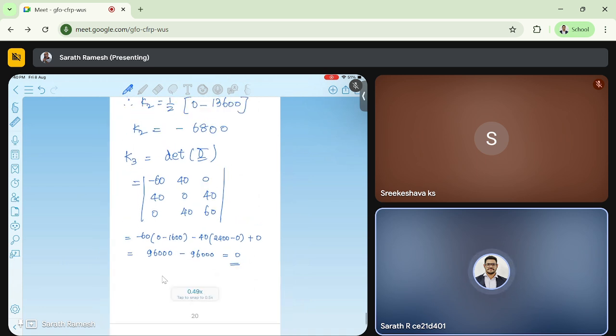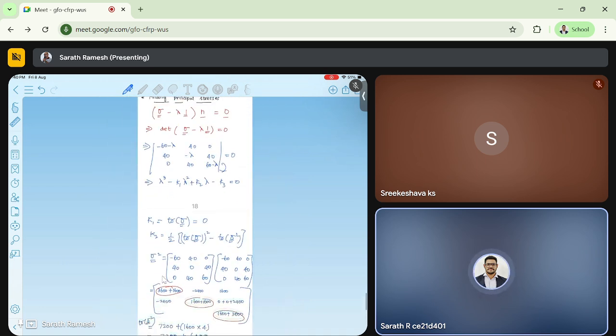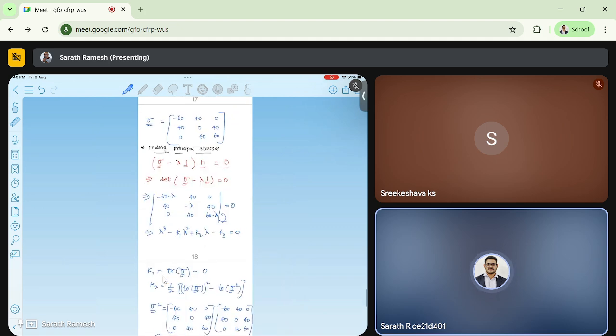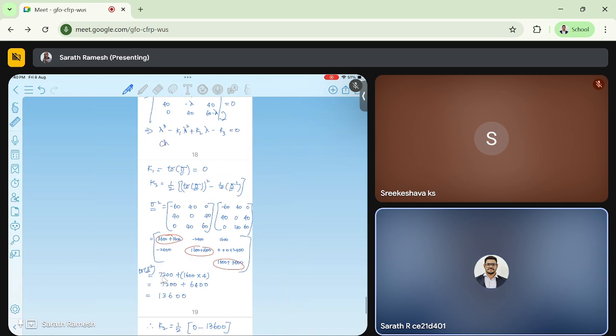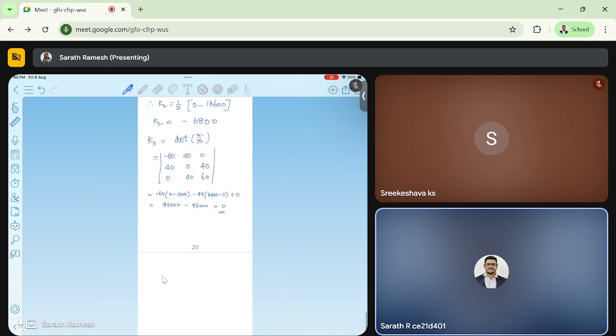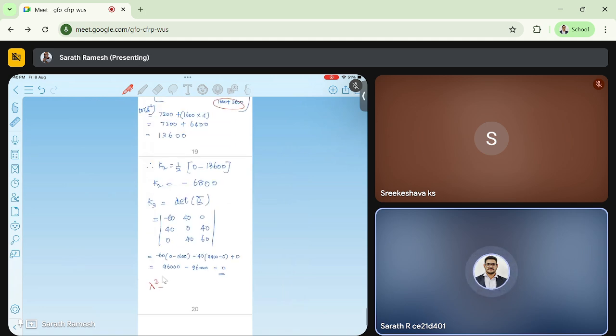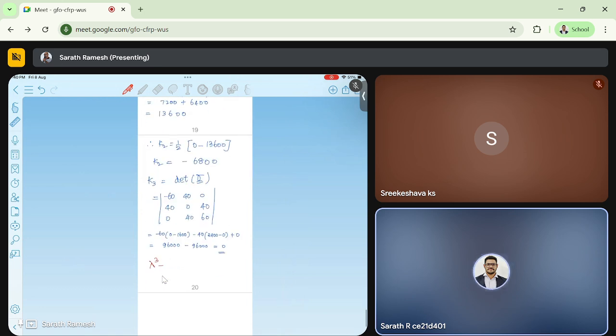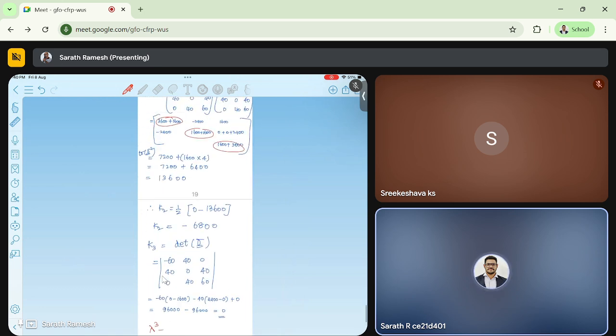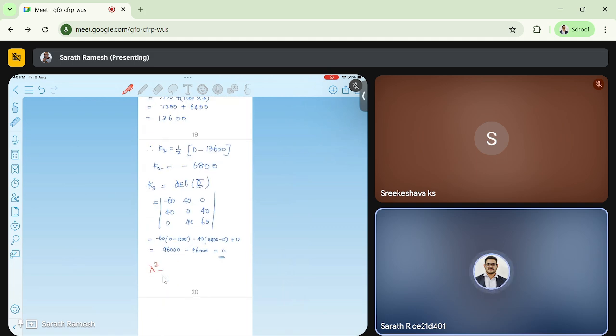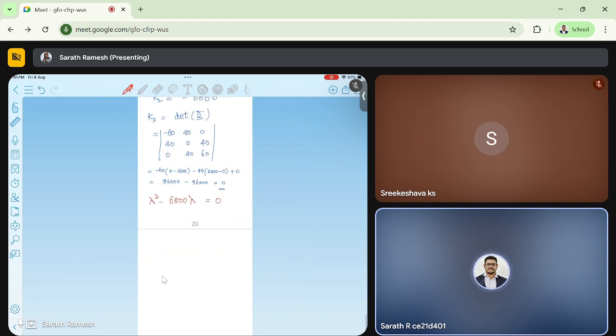Okay, so let's go back to the cubic equation. By the way, this is called the characteristic equation. So lambda cube minus k1 is 0, so the lambda square term is gone, and k2 is minus 6800 lambda again equal to 0. Okay, this is what we have to solve.